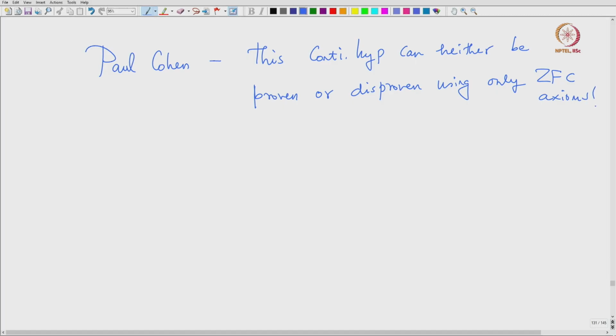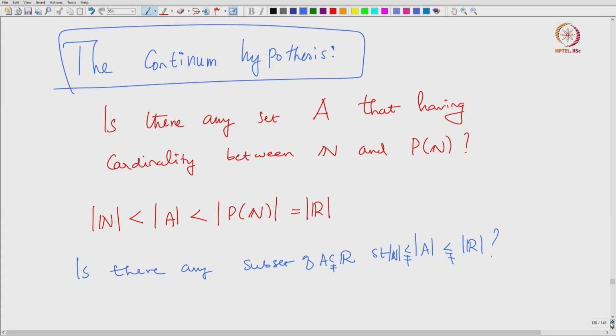Okay. So, that means if we assume only the ZFC axioms, then we do not know whether such a set exists or not, and it is commonly believed that such a set does not exist. So, I will leave it to you to think about it.